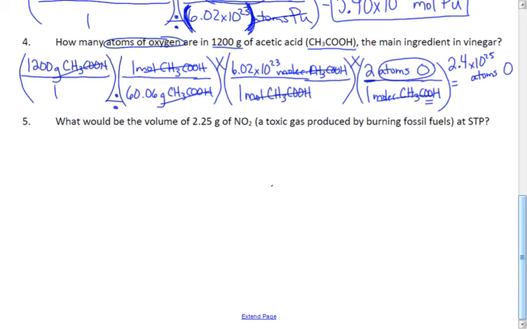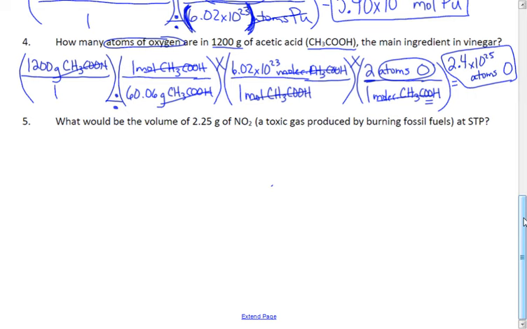Do not forget to look to the far right of your screen when you type it into the calculator. When you're rounding off, you don't want to forget the times 10 to the 25th at the end. And if you think about it, if you had 1,200 grams of it, you wouldn't have 2.4 atoms. You should have a really big number, which we do.